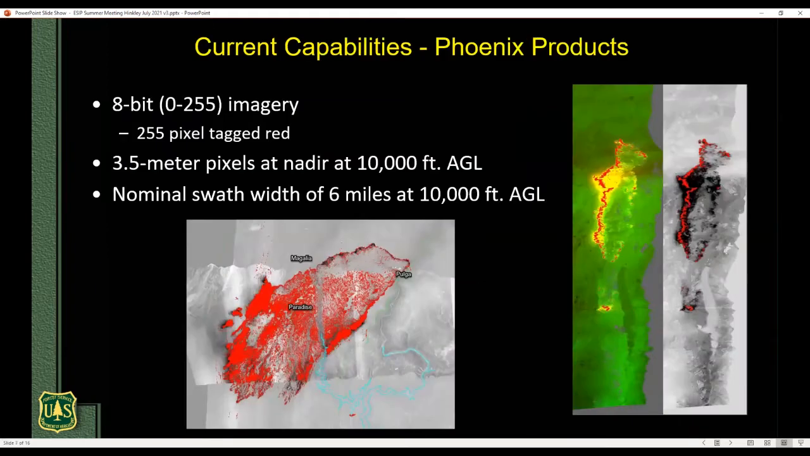This is what the imagery looks like. It's a panchromatic image. The hot pixel is turned red so that you know where the fire is. And you can also use multicolor interpretations of the image as well. But this is primarily what's used by the incident command to know where the intense heat is, where the hot spots are, where the flaming fronts are, and so forth.